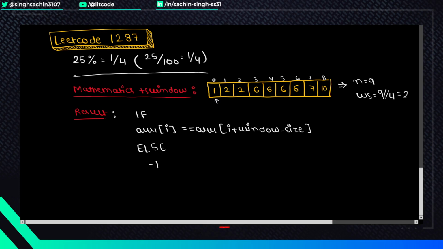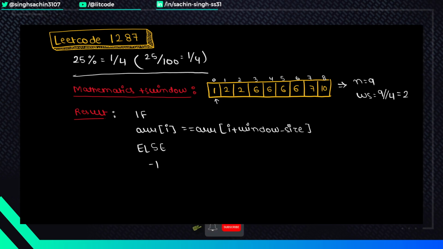The index of my starting point was 0, and let's say in this example I had 9 elements. So the size of my window will be I plus 2, so 0 plus 2. This is the part where I want to check my elements.